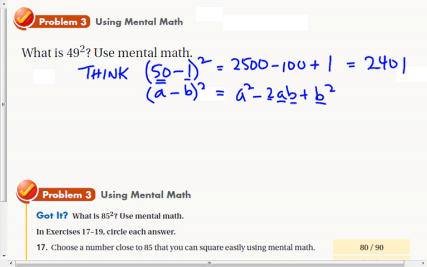I could do all that mentally, as long as you recognize the form to use. Go ahead, you try that.